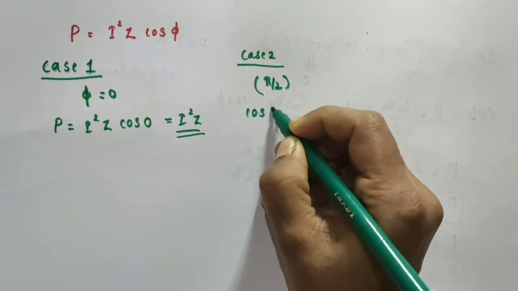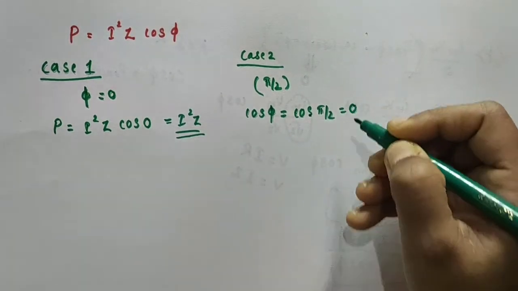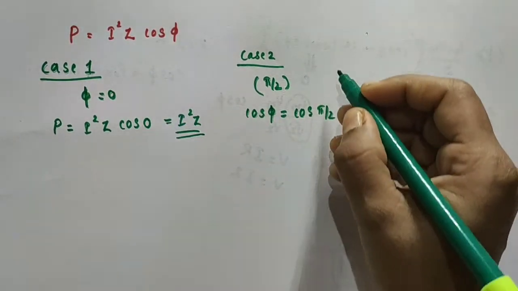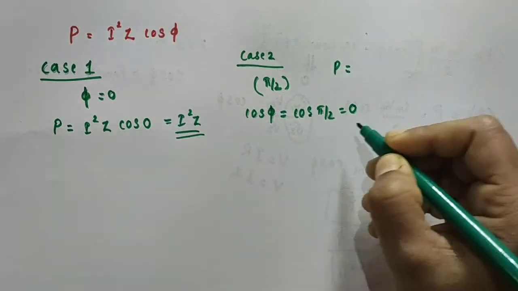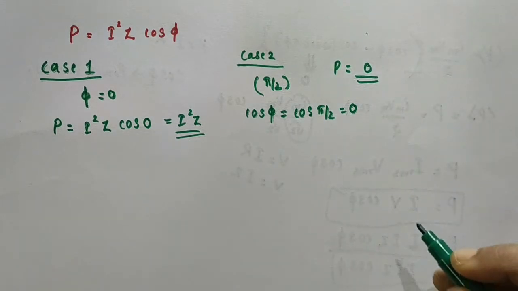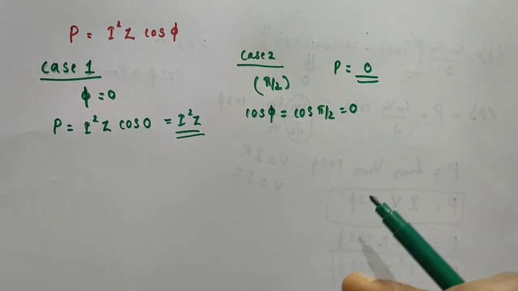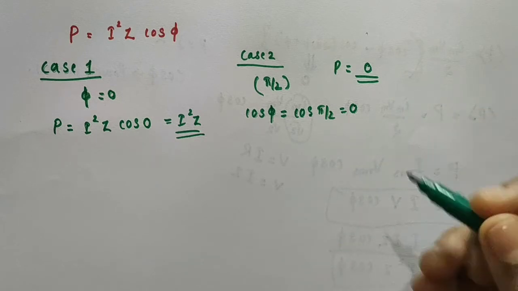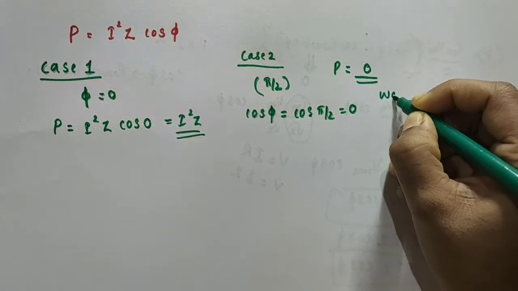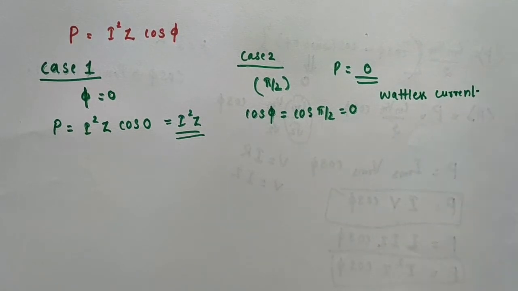So, what about cos phi? That is cos pi by 2. Cos 90 is actually 0. So, what about the power? P equal to I square Z into 0. 0 into any value becomes 0. That is, power dissipated equal to 0. So, no power is dissipated even though a current is flowing in the circuit. This current is referred to as wattless current.